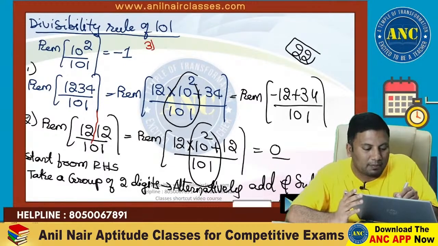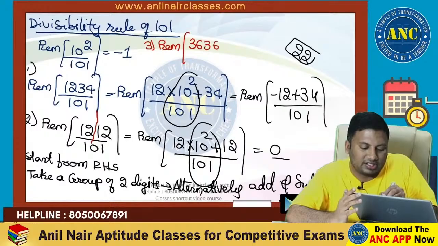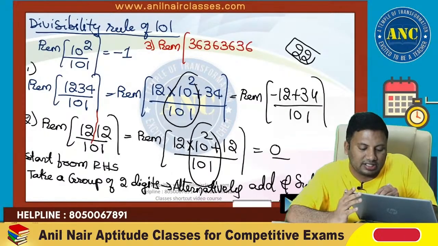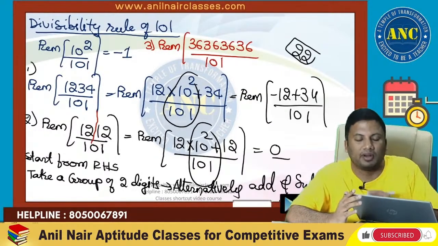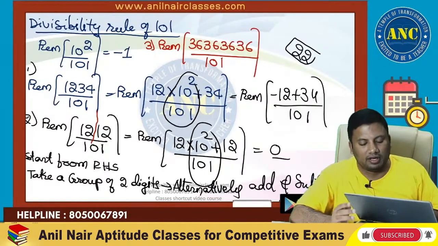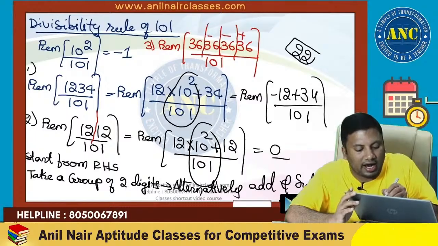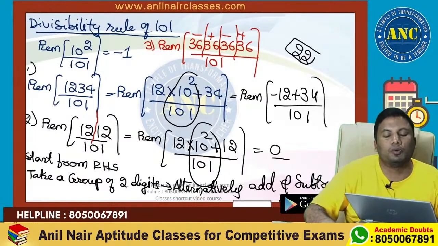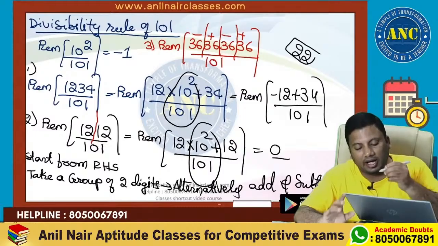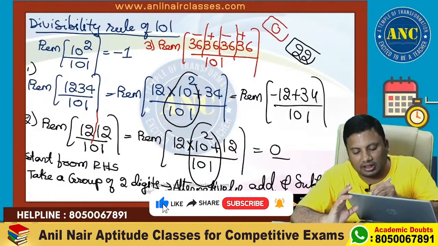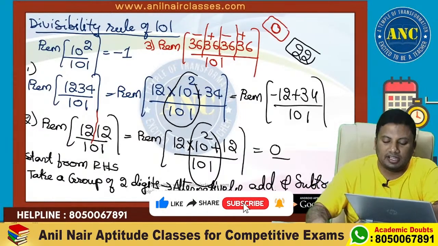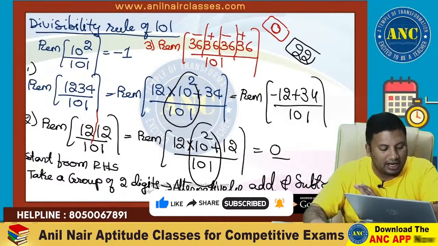Suppose a third example. See here, sir. 36, 36, 36, 36 divided by 101. Now take a group of 2 digits, alternatively add and subtract. Answer is nothing but 0. I hope the idea is clear.